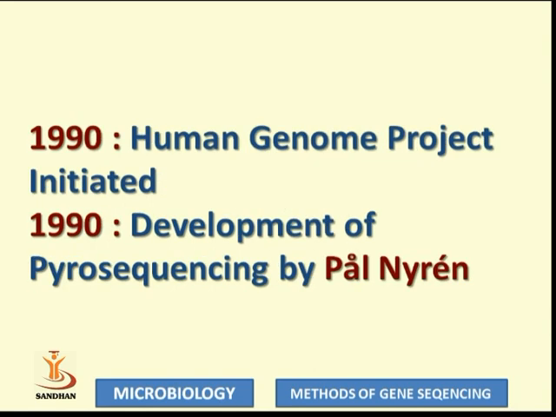In 1990, the Great Human Genome Project was initiated, and along with that, in 1990, the development of pyrosequencing was also done. But even at that time, the method people were using for DNA sequencing was the Sanger method only.